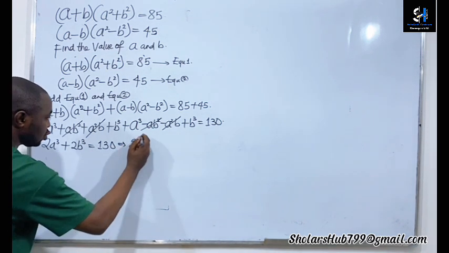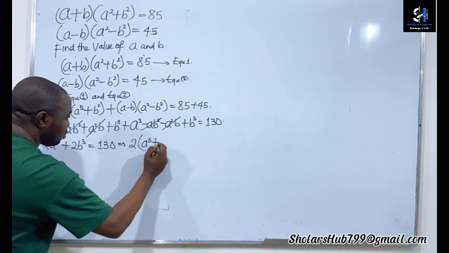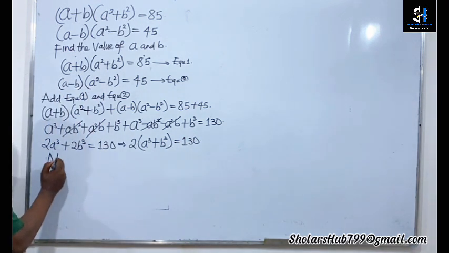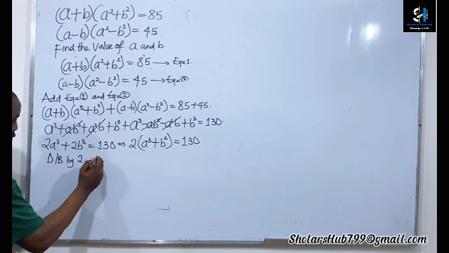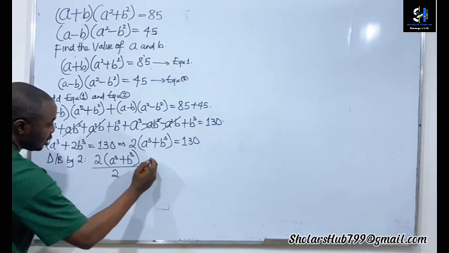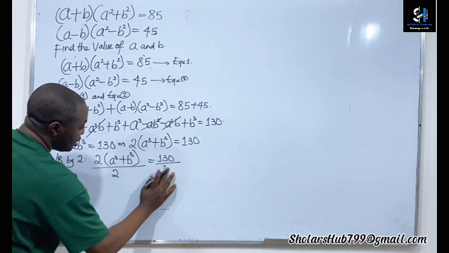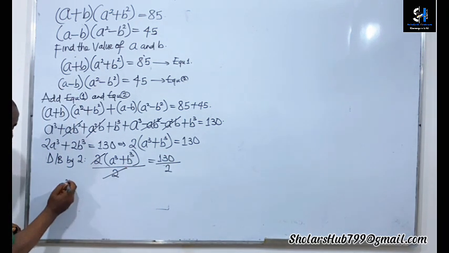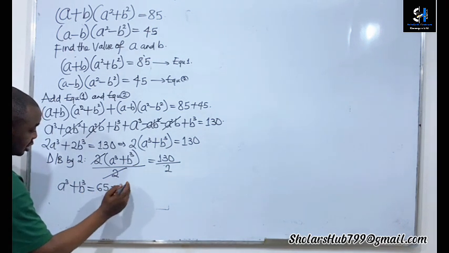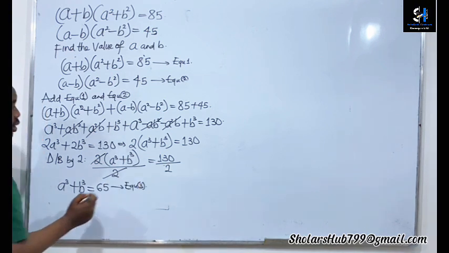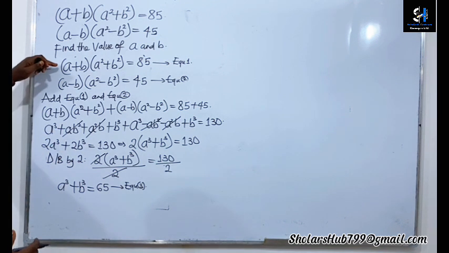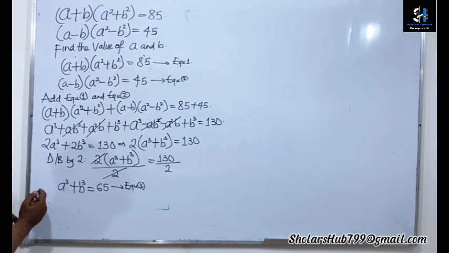Okay, so we can then write this as 2(a³ + b³) = 130. So if we divide both sides by 2, we can say that 2(a³ + b³) divided by 2 equals 130 divided by 2. So that a³ + b³ will be equal to 65. And this is equation 3. That's equation 3.